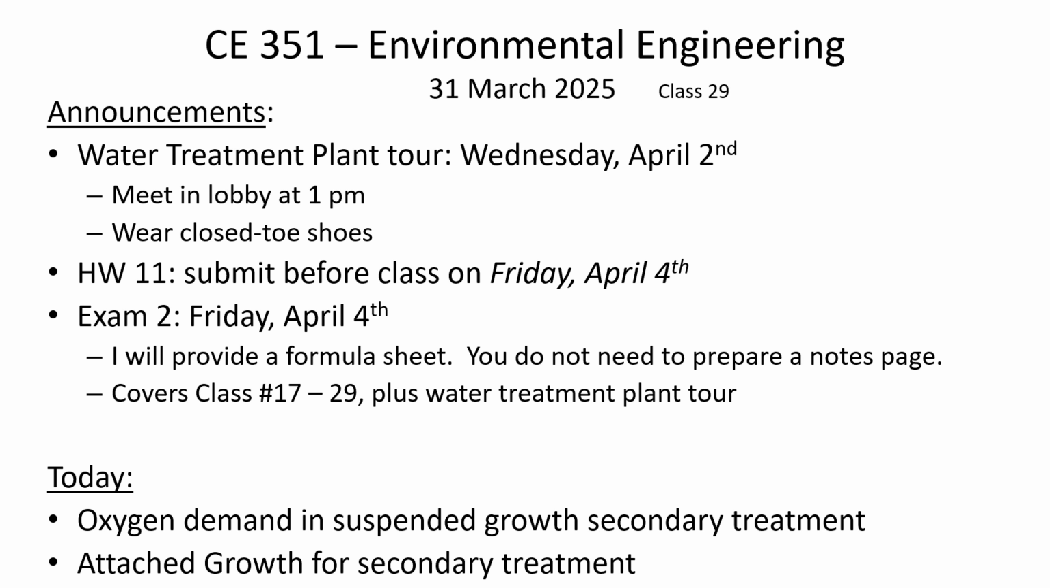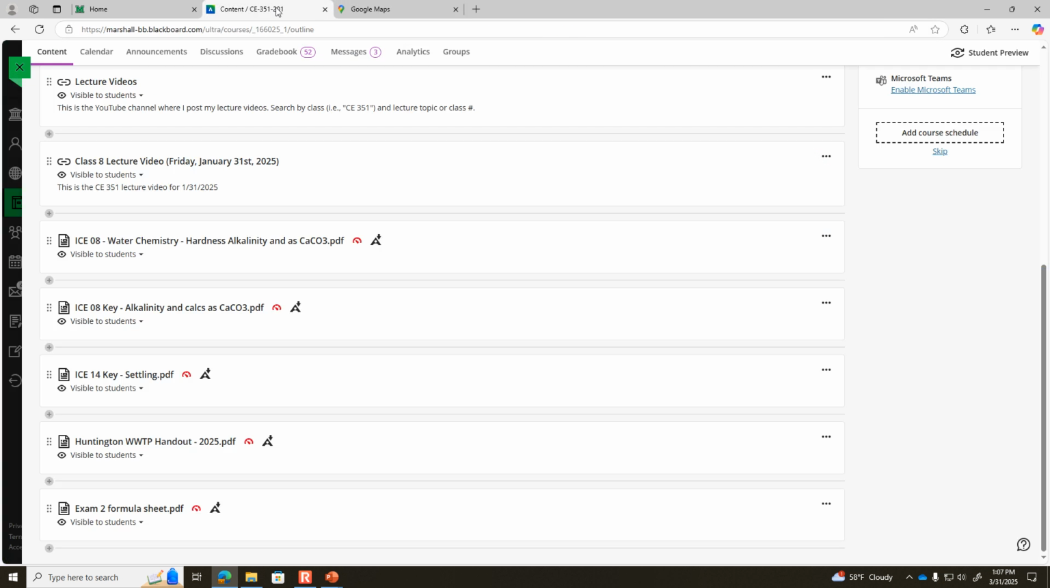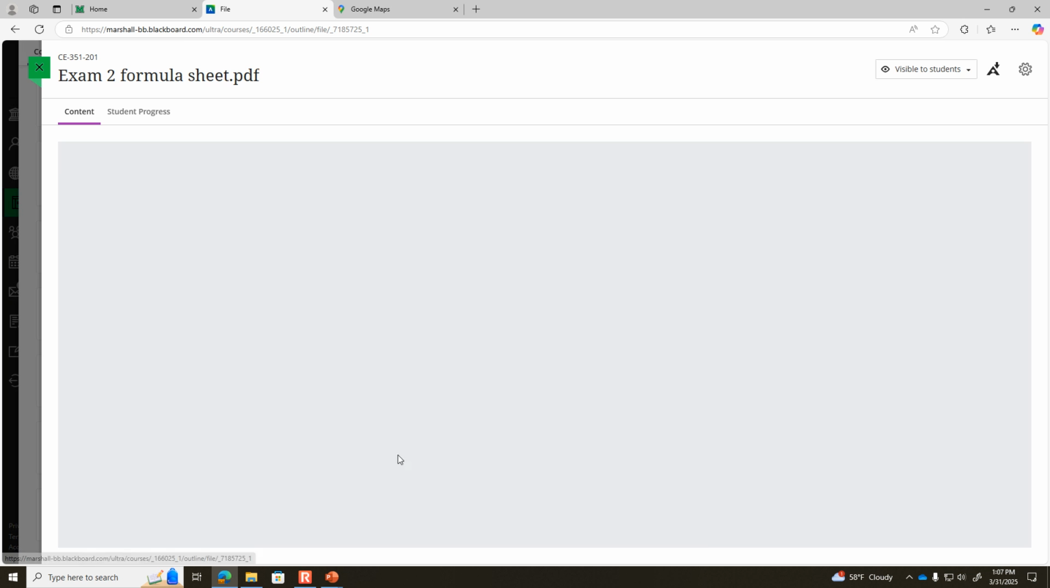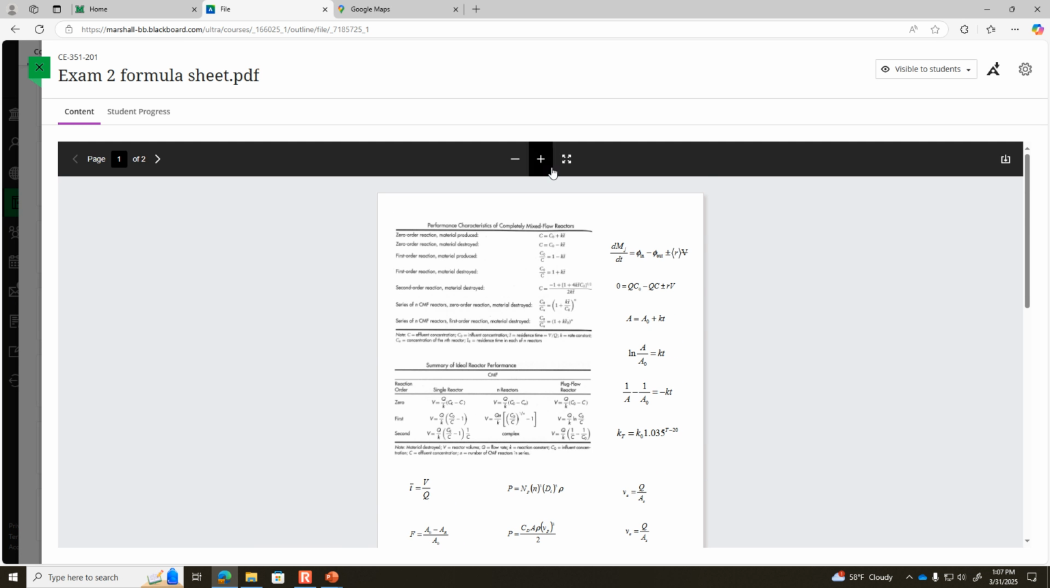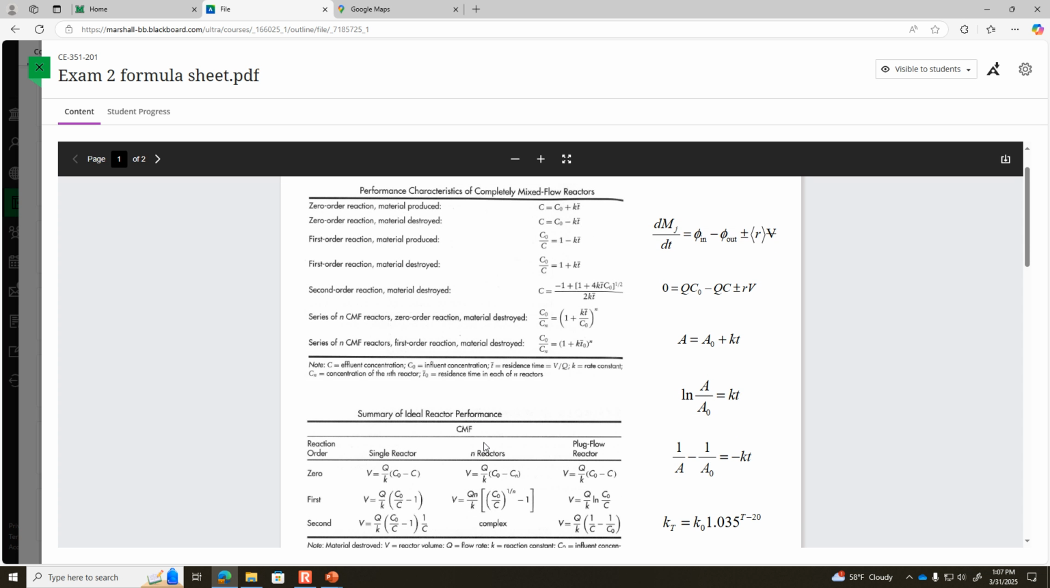We're going to have our exam in class on Friday, and I'm providing the formula sheet. In fact, it's available now on Blackboard if you want to get a look at what's on there. So it's at the bottom of our class page. It's called Exam 2 Formula Sheet. So it's got some equations that I hope you'll find familiar. It's got kinetic reactor type formulas.